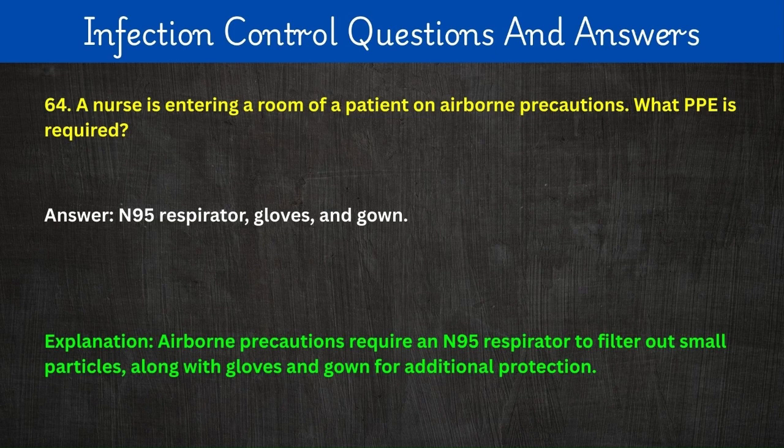64. A nurse is entering a room of a patient on airborne precautions. What PPE is required? Answer: N95 respirator, gloves, and gown. Explanation: airborne precautions require an N95 respirator to filter out small particles, along with gloves and gown for additional protection.